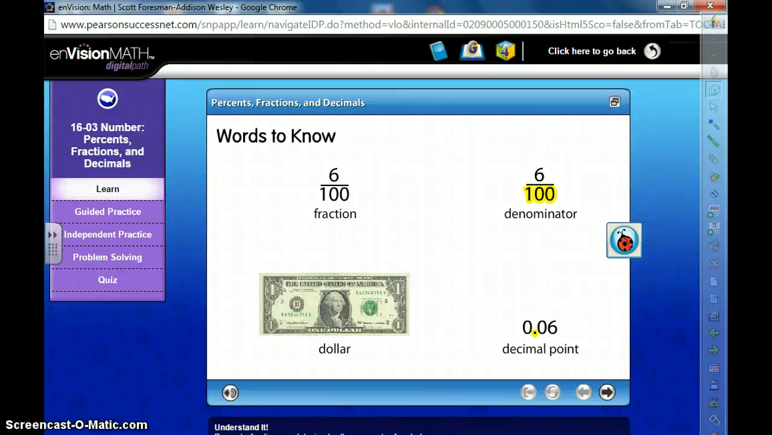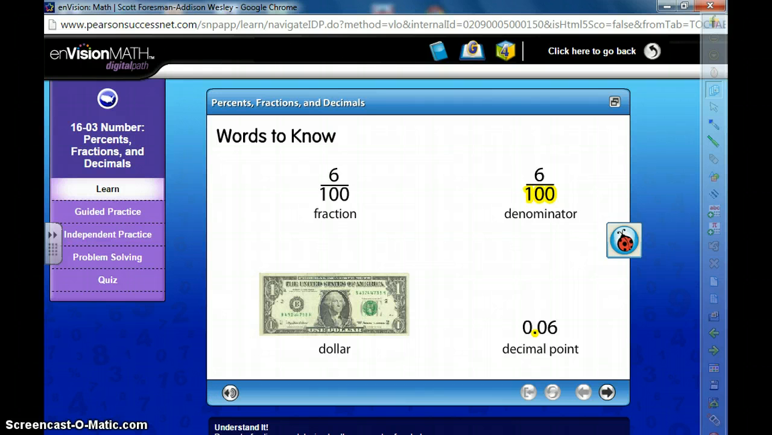We have fraction, denominator. You should all know numerator and denominator from when we work on fractions. Dollar and decimal point. Some of you still are confused when it comes to knowing how to say a number that contains a decimal. Okay? And whenever there's a decimal, the decimal point, whenever you're saying it, always says what word? And. Now here, we're going to say 0 and, then you say what's after the decimal.